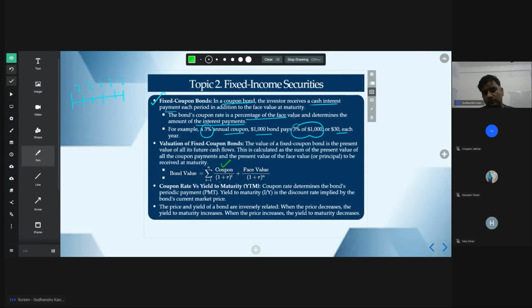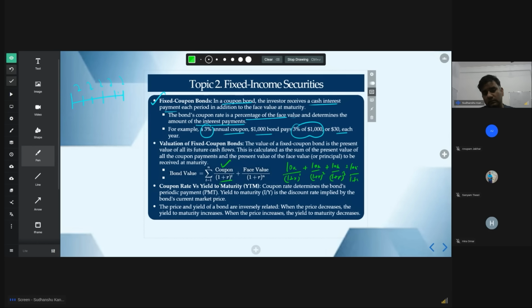Coupon 1 by R raised to power 2, which I did, right? I did the same thing. 10K over 1 plus R raised to power 1, 10K over 1 plus R raised to power 2, 10K over 1 plus R raised to power 3. 10K is 10,000. I'm just, because this pen hangs a little bit when you write too much.